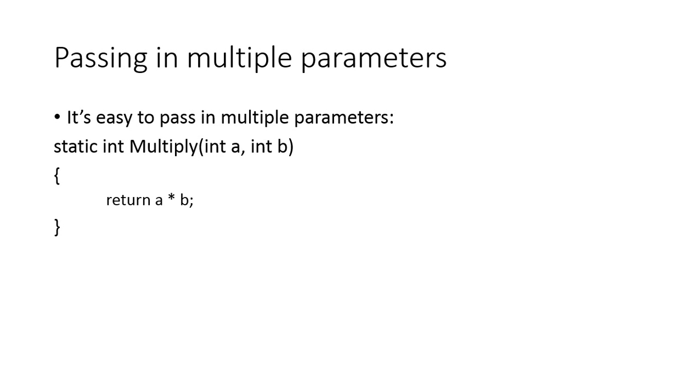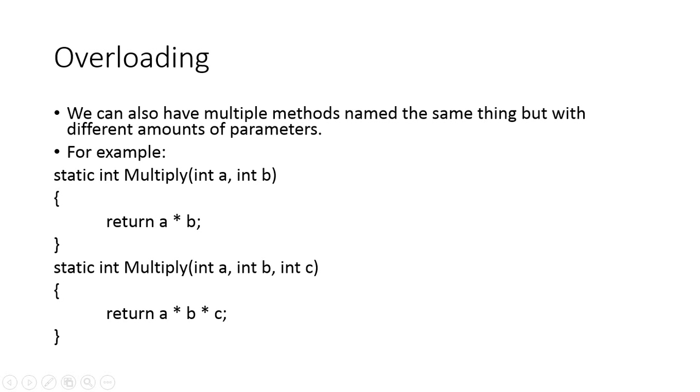Now you can also pass in multiple parameters. Here's an example of passing in a and b to a multiply method. So multiply takes int a, and it also takes int b. We separate these by commas. We can also do what we call overloading. We can have the same named function, multiply, here and here. This one takes 2 parameters, int a, comma, int b. This one takes 3, int a, comma, int b, comma, int c, and it returns the product of all of those.